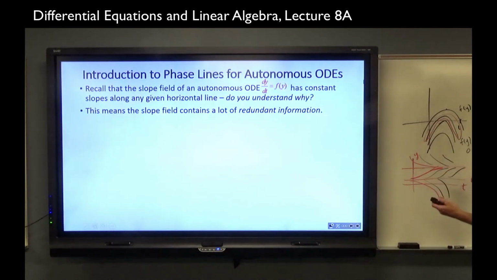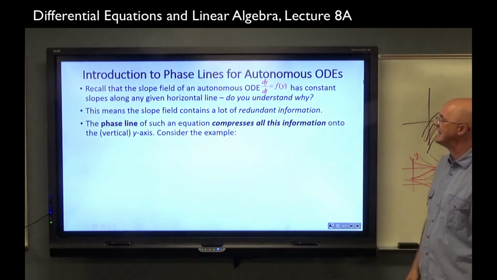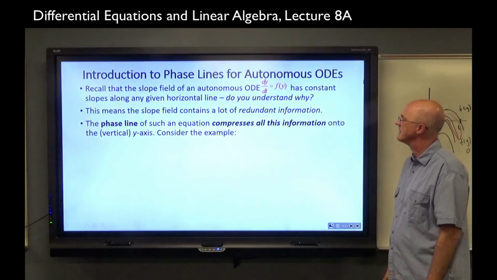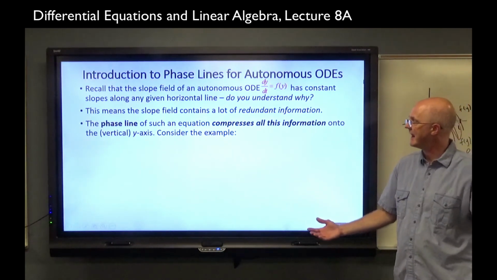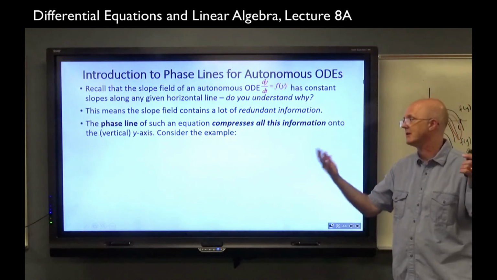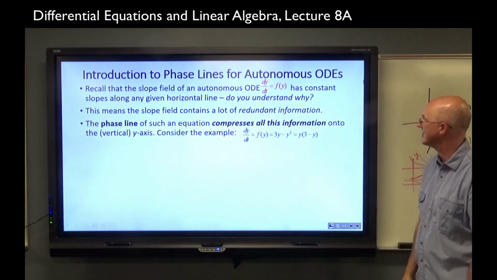I mean, it's constant along horizontal lines. I can effectively just focus on one solution in each one of these regimes for y and its behavior to say what all the other solutions do. So the phase line takes the slope field and solutions in the slope field, and the information that's inherent, whether the function is constant, increasing or decreasing, and compresses it onto just the vertical y-axis.